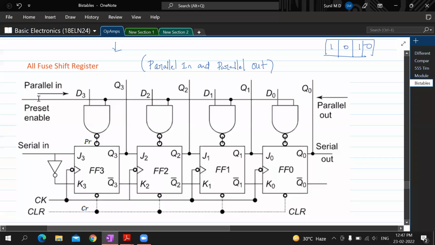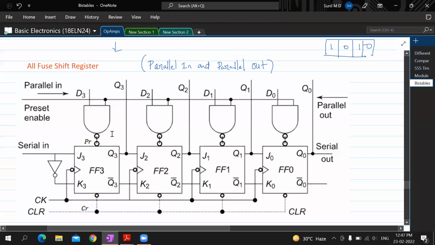In this parallel in, the preset enable is given as a common input to all the NAND gates here. And when this preset enable is made one, all these data are given in parallel to these bistables. Understand this, very important. If you don't understand this NAND gate, you will not understand the circuit operation. So be careful in understanding this. I'll rather be calling this bistable a flip-flop, so just get used to that term, flip-flop.